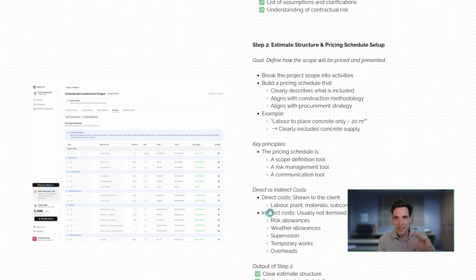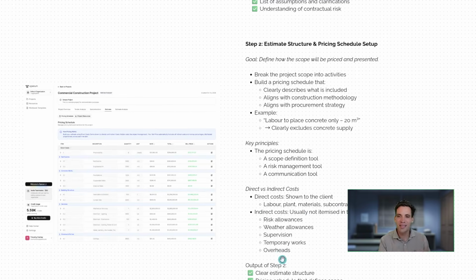Now, there are two different buckets of costs you would include in your pricing schedule. I'm not super happy with this terminology, but it's a terminology I've settled on and it makes sense to me. I'm still a bit torn whether to change this, but it's the terminology I use in Opera. Basically, I break the pricing schedule down into direct costs, which are costs that we show to the client. These would be things like the key construction activities, maybe project management and overheads, basically anything we want our client to see in the pricing schedule.